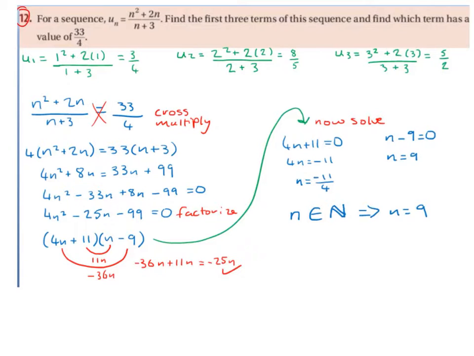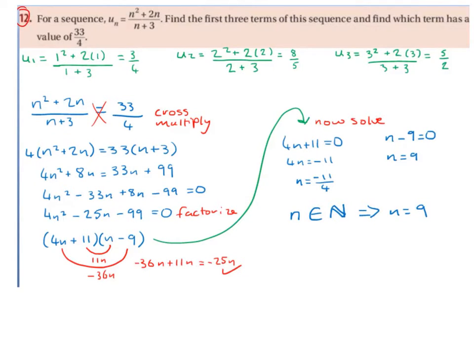Then we're going to get all our terms on the same side. So 4n squared stays where it is. The 33n is going to come over the equal sign and become minus 33n. The plus 8n stays where it is. And the plus 99 comes over the equal sign and becomes minus 99. And that's equal to 0. We bring down the 4n squared. Minus 33n plus 8n is minus 25n. Bring down the minus 99 and the equals 0. Now we have a quadratic that we want to factorize and then solve.